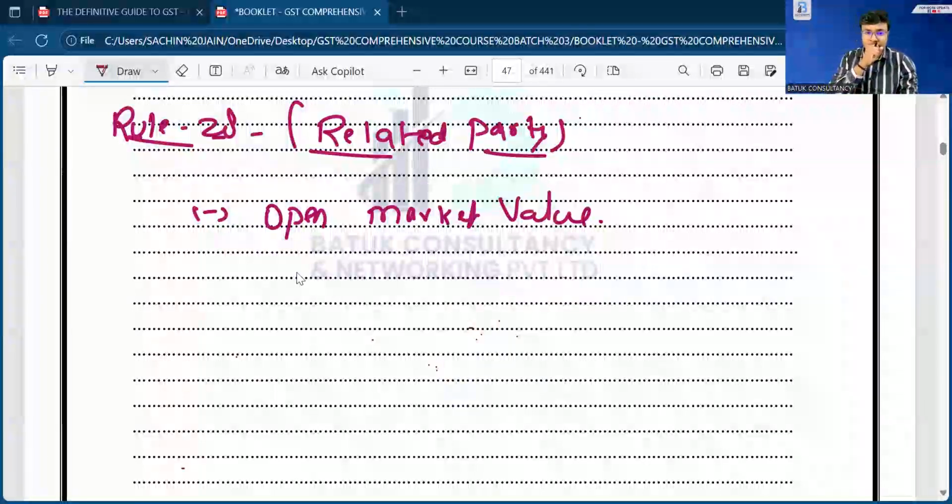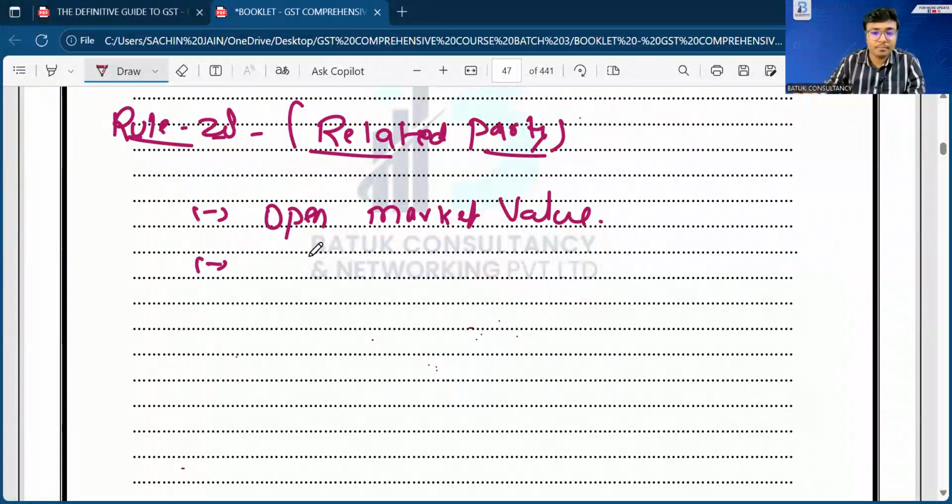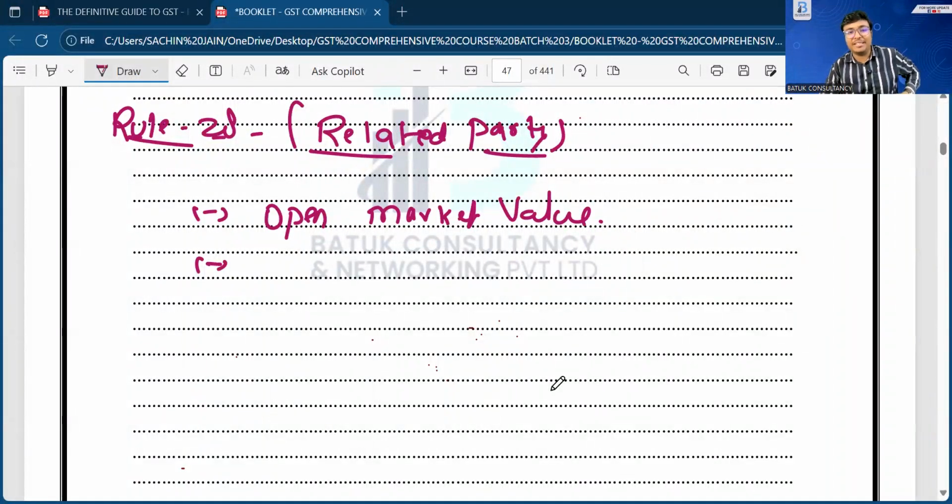Yes, sir. Only distinct persons will be treated as related parties. In case of holding and subsidiaries, the GST number and PAN number are different, so we cannot treat them as related parties. But if the situation shows certain type of adjustment through that particular transaction, in that case, yes, government may ask questions on account of value determination. Okay, so first thing, that is open market value.